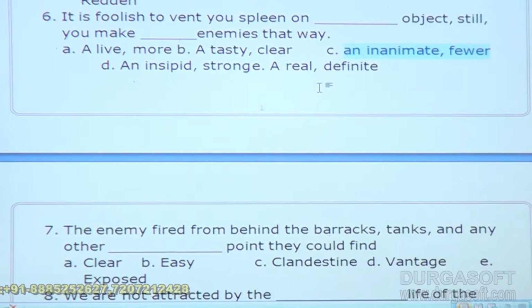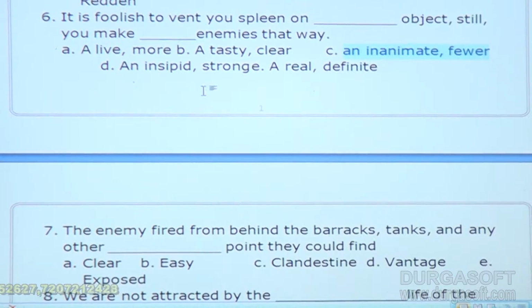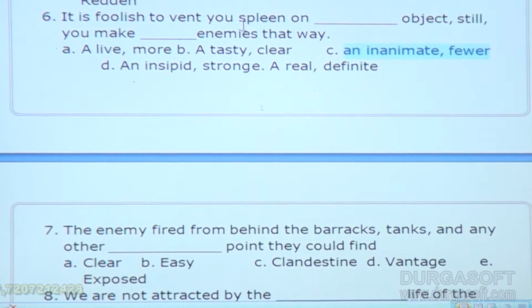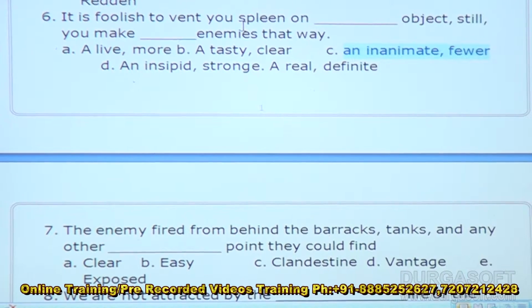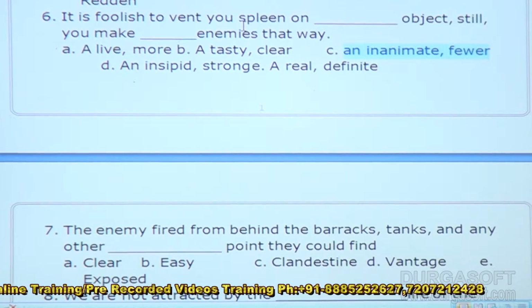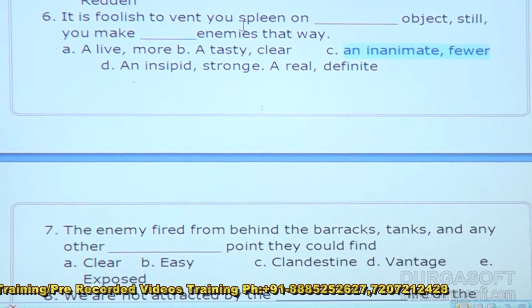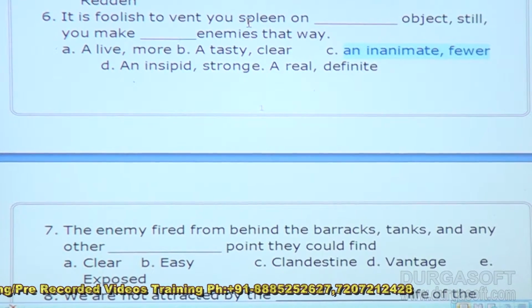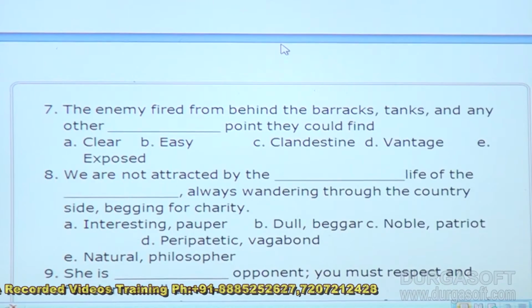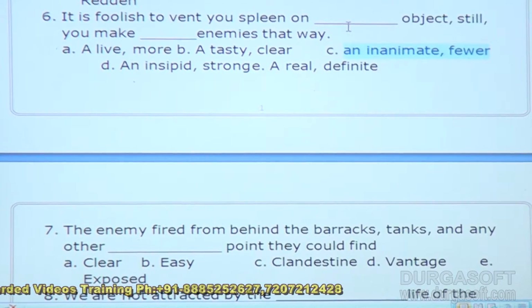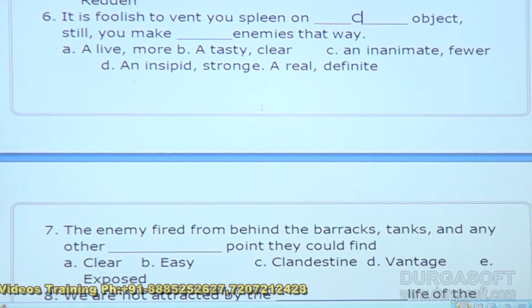How did I derive this answer out of all these 4 options? It's just because it is foolish to vent your spleen. Spleen means sprinkling on an alive object. Alive object is not there, only inanimate object is there. Still you make more enemies? No, fewer enemies that way. So the option goes with the 6th, C. Our answer goes with the C.